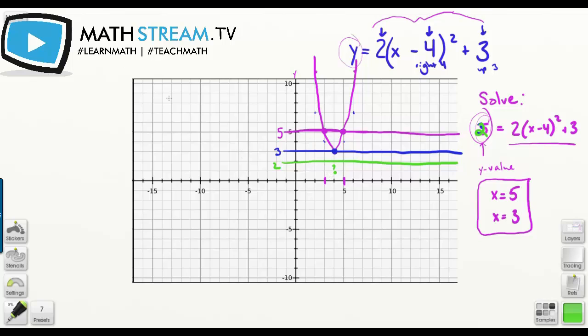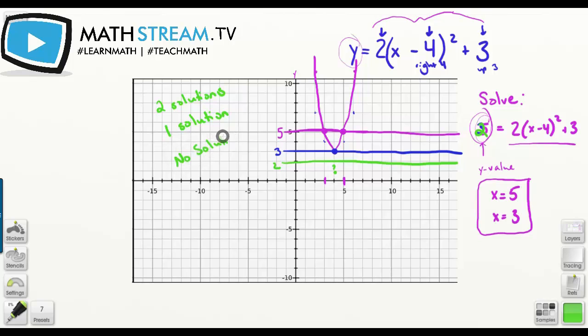So actually, there are 3 different kinds of solutions. We can have 2 solutions. That's when there are 2 ways to get the number that we're looking for. We can get 1 solution. That's when there's only one way to get the number that we're looking for. Or we could get no solutions.